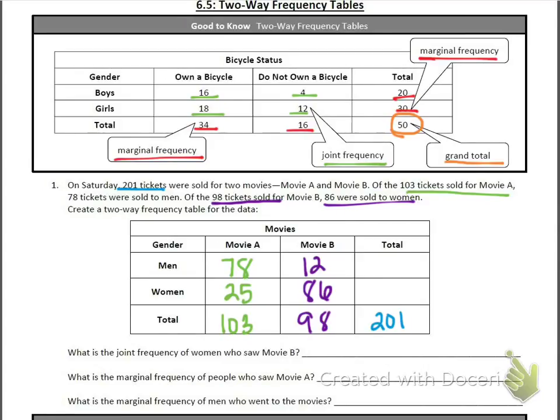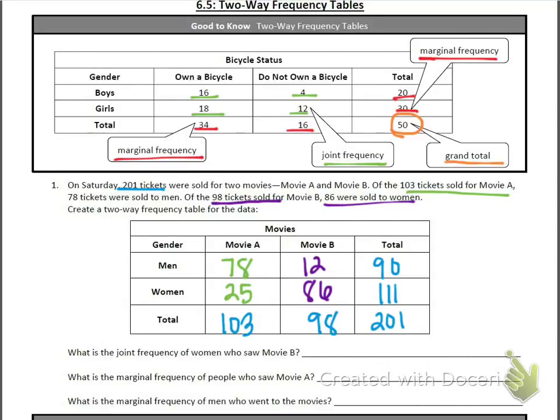I need to pick a different color. Here, let me change this. So this was 103. So we'll do marginal frequencies in the same color. So 103 and 98. How many men total went to the movies? 90. And how many women total went to the movies? 111. Does 90 plus 111 add up to 201? Yes. And does 103 plus 98 add up to 201? Yes. Okay, so we know that we're okay.